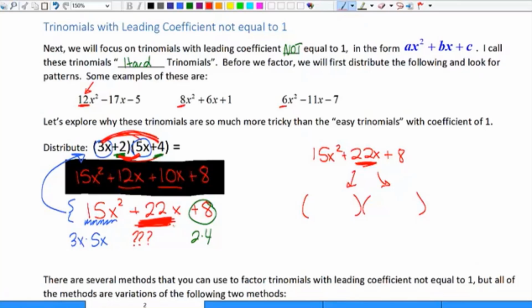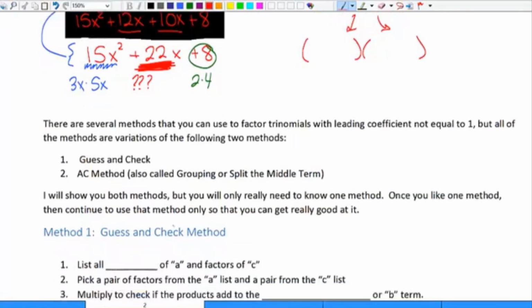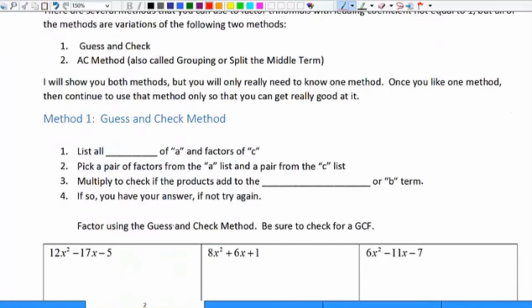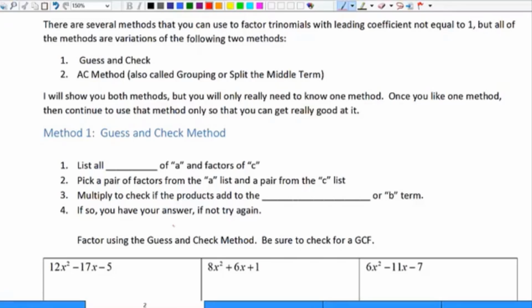Now, there are several methods that you can use to factor trinomials with leading coefficient not equal to 1. But all of these methods are just variations of the following two methods. So the two methods we're going to be talking about are guess and check and the AC method, also called grouping or split the middle term. So if I use those other words, they're interchangeable.